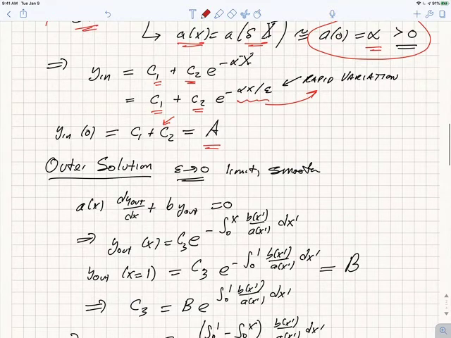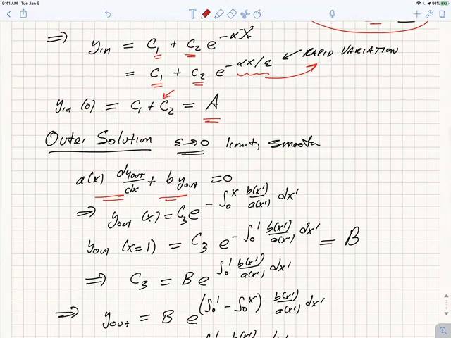Well, the outer solution is the solution where things vary smoothly, where we really think things are going to be determined by the balance of the second and the third terms in the equation. So a of x dy outer dx plus b of x y outer equals 0. Notice I haven't rescaled here. I haven't rescaled x here. We expect everything to be of order 1 in the outer region.